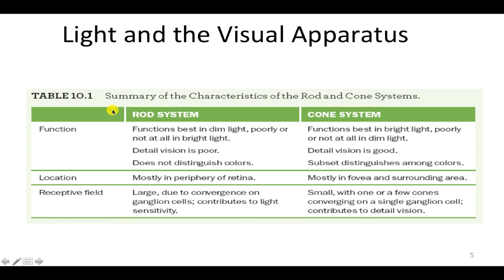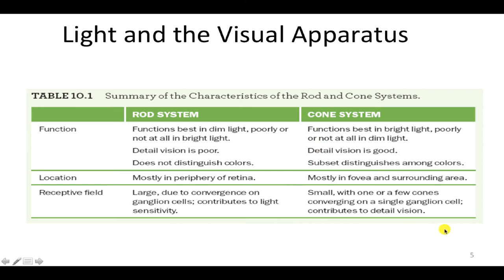So here's a summary of the rod and cone system. The rod system functions best in dim light, poorly or not at all in bright light. Detail vision is poor, does not help us with color. They are found mostly in the periphery of the retina, not in the center of your field of vision. Their receptive fields are large. That means each individual rod, the way it works is it's going to have a larger chunk of the world that it sees. And in addition, the ganglion cells that receive information from rods are going to gather information from many rods. And so the information that the brain gets is really from a very large area of the visual field, which is why the rod system is not good at seeing detail. It doesn't have pinpoint accuracy, but it sees the big picture. And because it sees the big picture, it can bring in light from a very large chunk of the visual field, allowing them to work even in dim light because they kind of gather all that light together.